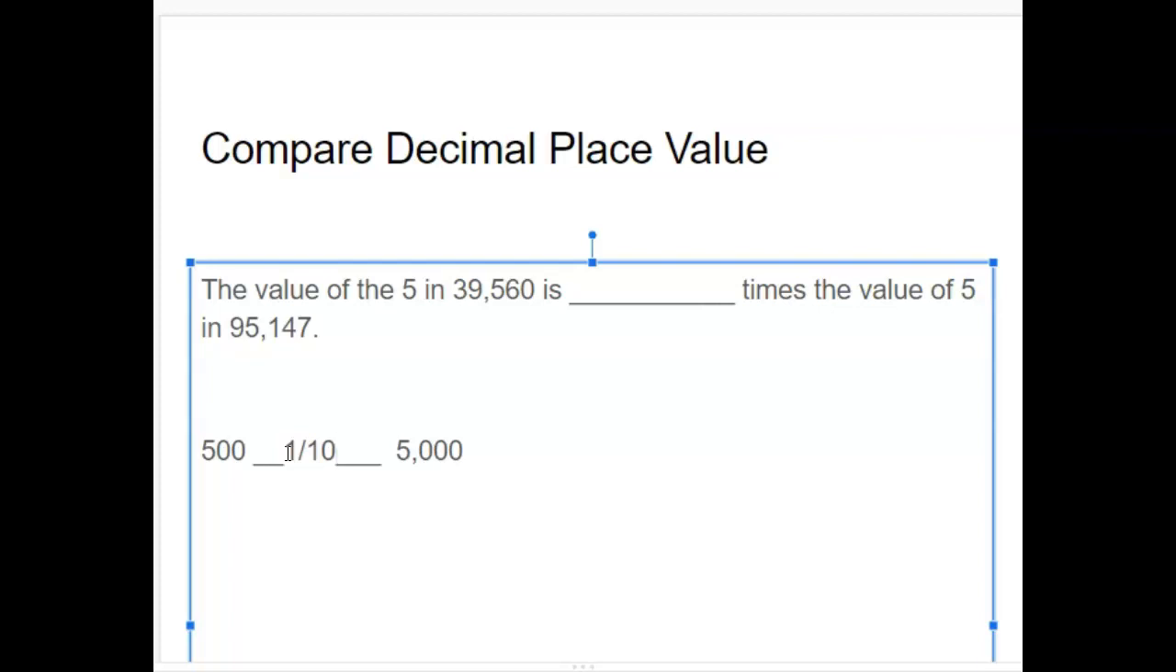How can you verify that? Well, 500 is smaller than 5,000, so I know this is going to be a fraction. 5,000 is 10 times bigger than 500. So if my 5,000 was on this side, or if it was my first number, then I would say it would be 10 times bigger than 500. But in this case, I'm going the other way. Okay, so that's another example.